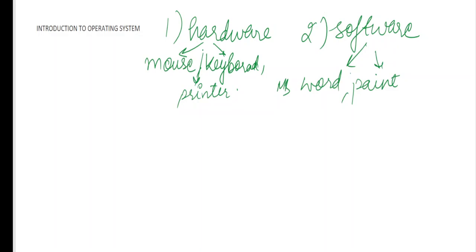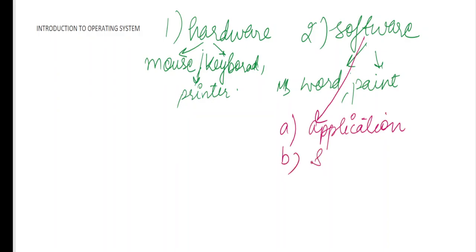Now, software is again of two types. There are two types of software. First is application software, and second is system software. Application software and system software, these are the two types of software. System software are the software which run using the system only.